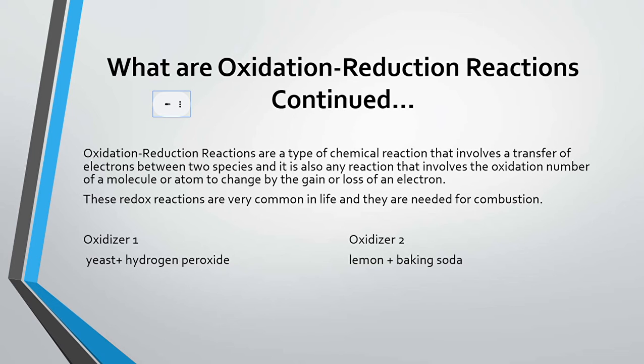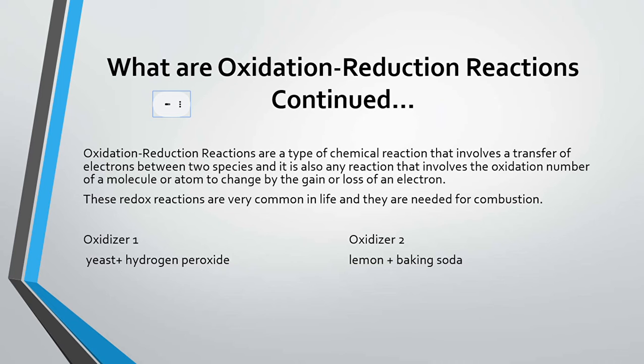So now that we know the definitions of each term in oxidation reduction reactions, we can now explain what the full process is. These reactions are a type of chemical reaction that involves the transfer of electrons between two species, and it is also any reaction that involves the oxidation number of a molecule or atom to change by the gain or loss of an electron. And these reactions are very common in life and are needed for combustion.